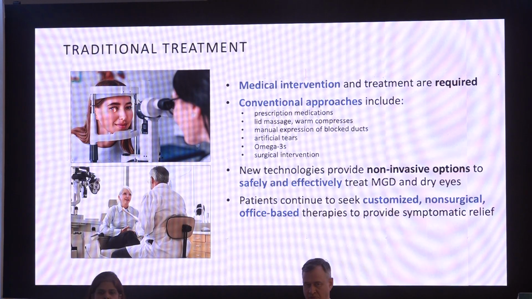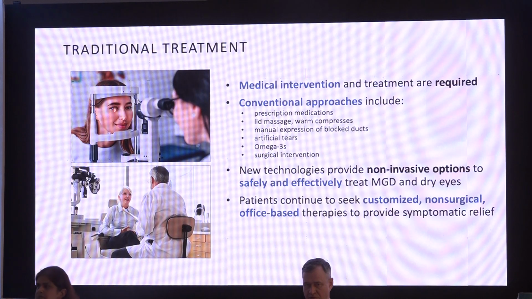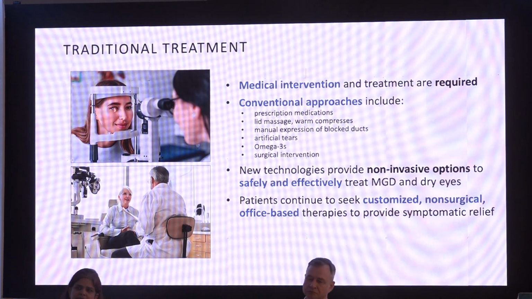methods of treating the dry eye and the meibomian gland dysfunction, and often medical intervention and treatment is required. The conventional approaches include medications, lid massage, warm compresses, manual expression of the blocked ducts, artificial tears, and omega fatty acids, although it has been shown that they really do not have much role to play.